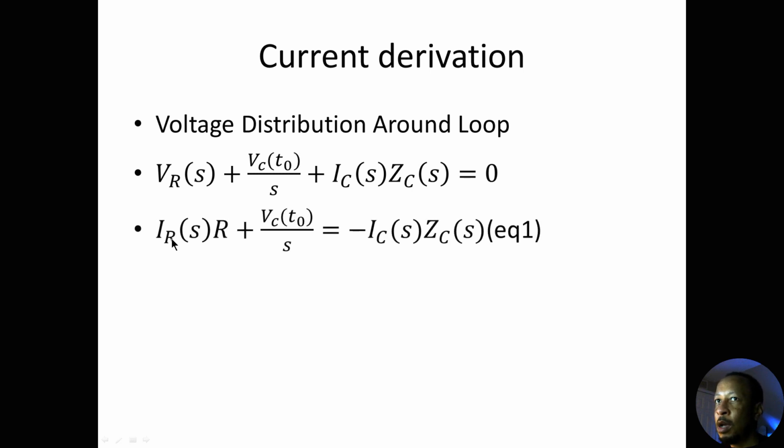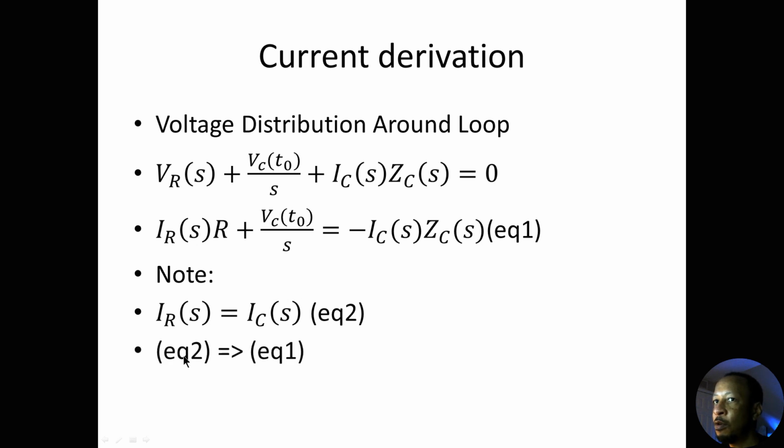Okay, so IR of S times R plus VC of T sub 0 divided by S equals negative IC of S times ZC of S. Now that's going to be my equation number 1. Note, IR of S is equal to IC of S. Now that's going to be equation number 2, because I want to put IR of S in terms that get me a step closer to getting IC of S, and right here it's exactly equal to it. So therefore I'm just going to put equation 2 into equation 1.